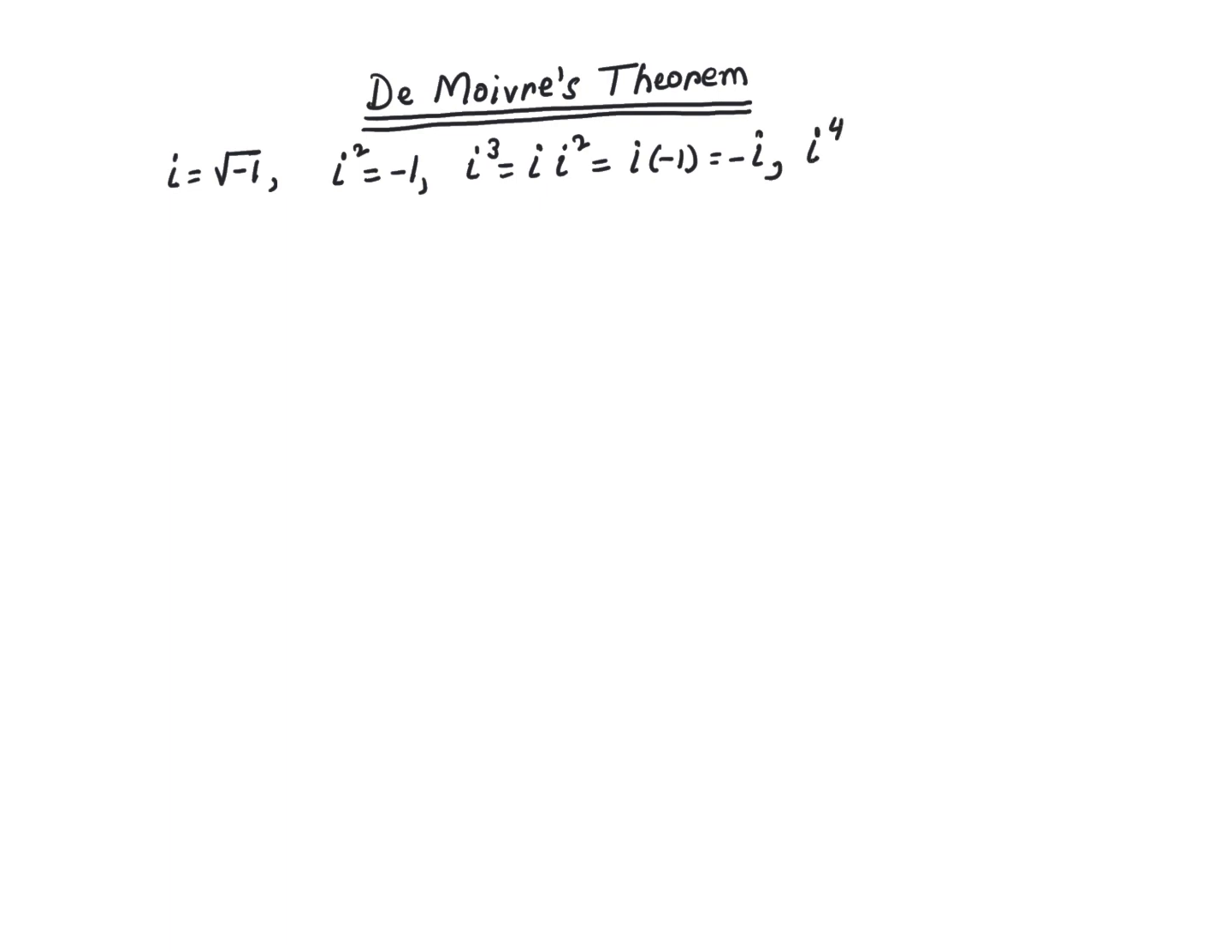Then i to the power 4 is i squared times i squared, which is -1 times -1, and that is equal to 1. So any integer power of i is going to give you one of these four values. It's going to be either i, -1, -i, or 1.